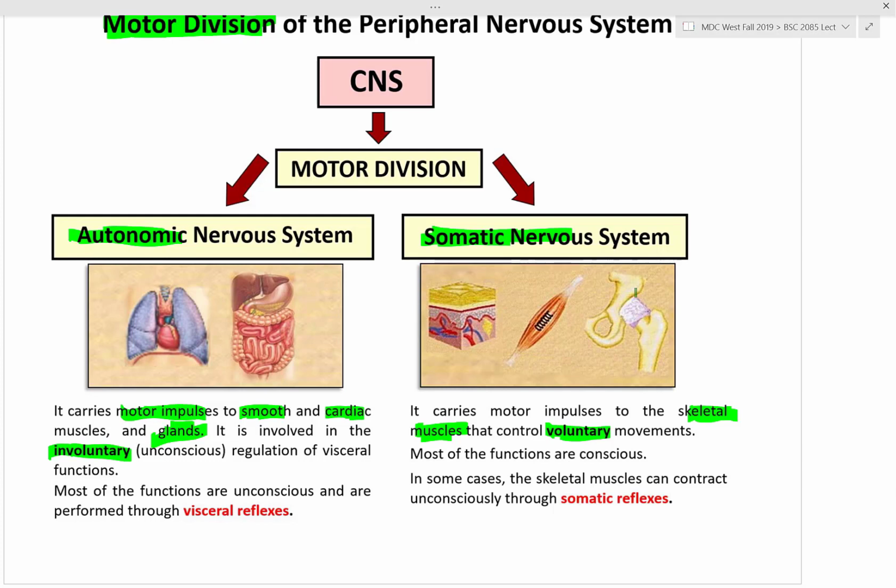We call those visceral reflexes, like peristalsis, respiration, the movement of your diaphragm, the contraction of your heart, the constriction and relaxation of the sphincter of Oddi, etc. All those smooth muscles inside, as well as movement of your stomach. The somatic nervous system is mostly conscious, and again, it's mainly skeletal muscles.